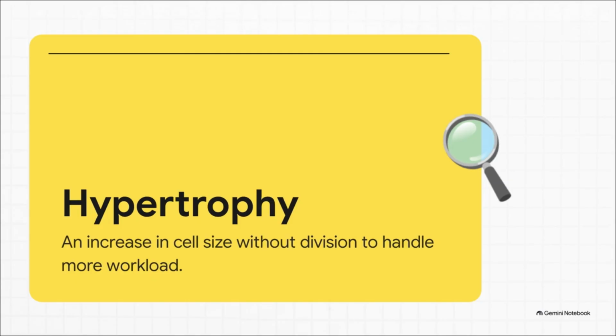The first step is hypertrophy. Now, this is strictly an increase in cell size. The cell is not dividing here. It's simply getting larger, kind of beefing up to handle a heavier workload. It's exactly like a bodybuilder's muscle cells getting massive with heavy resistance training. Clinically speaking, a super common example you'll see is the left ventricle of the heart thickening up. It does this in response to the massive workload of chronic hypertension.